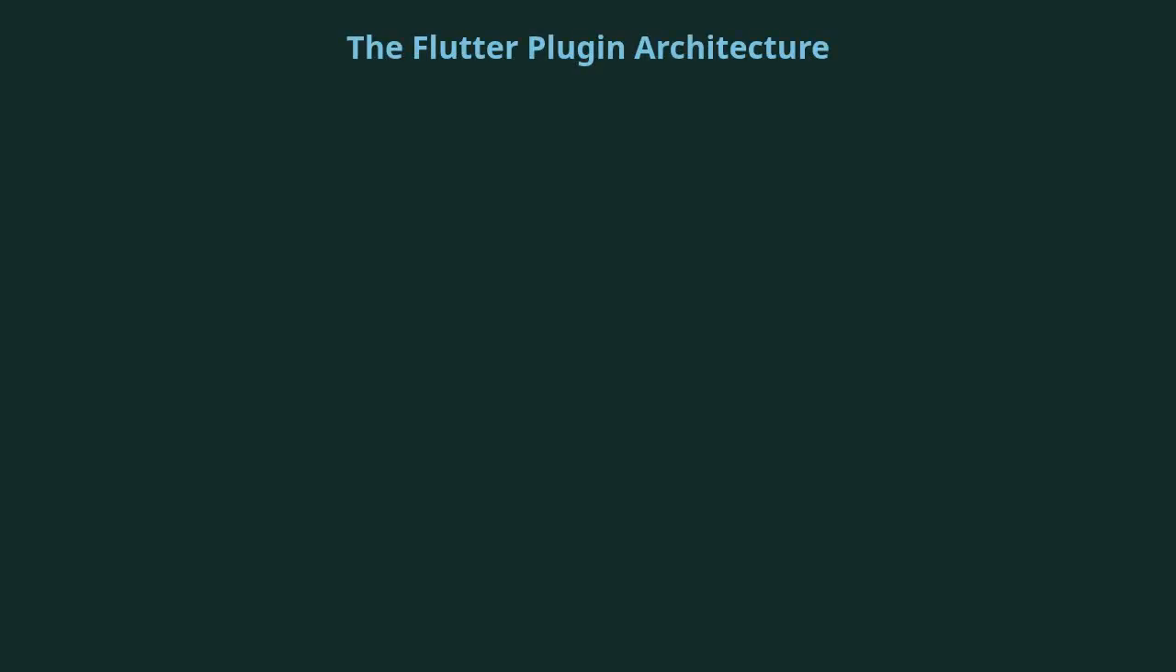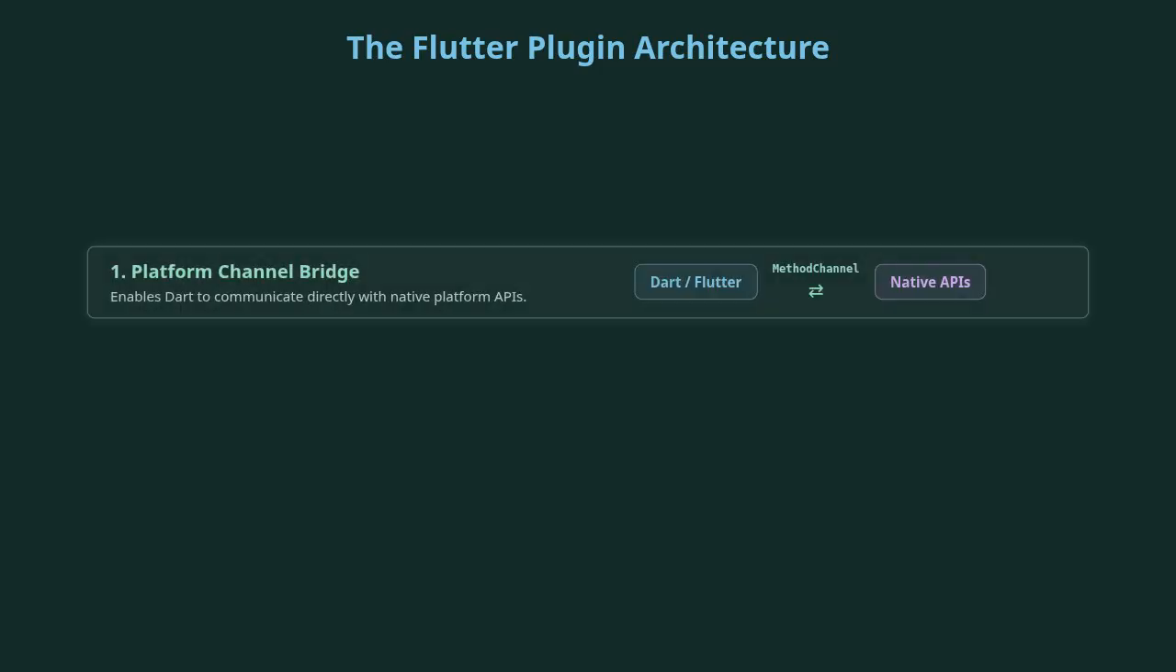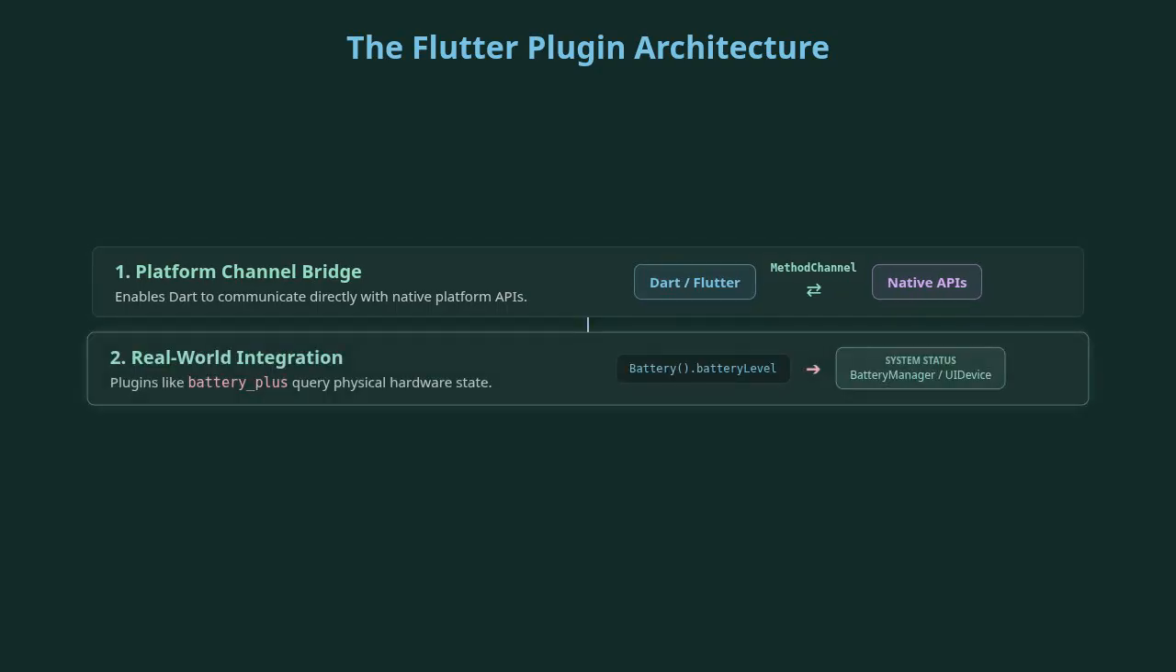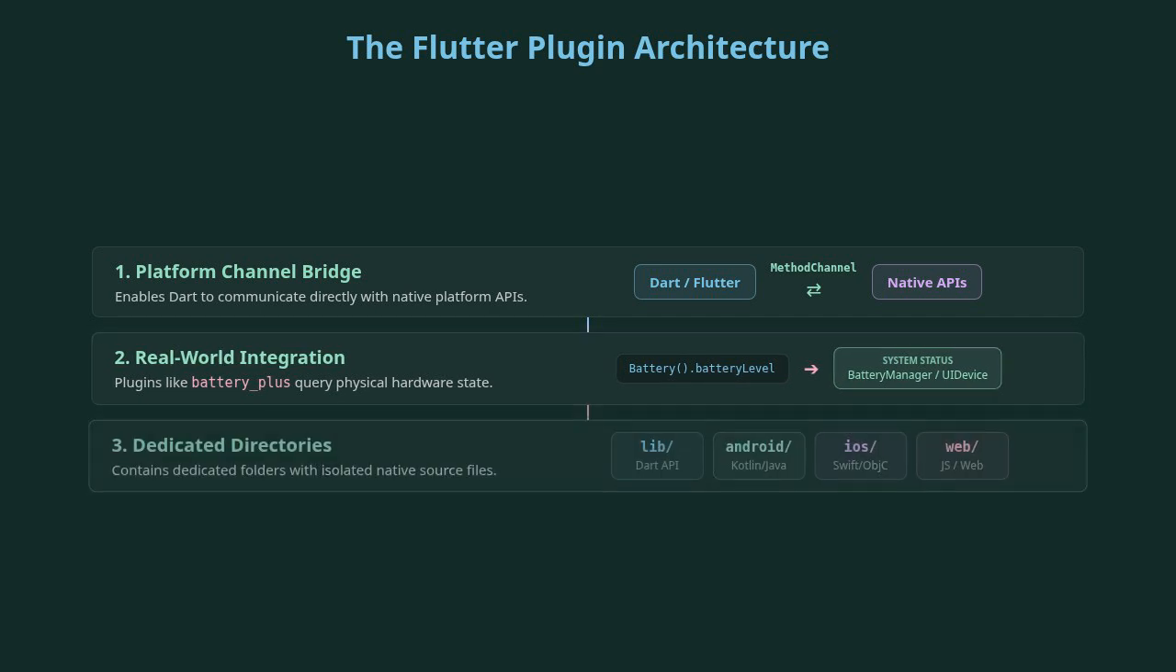This is precisely where the distinction between a Flutter package and a Flutter plugin becomes critical. A Flutter plugin is a specialized type of package designed specifically to wrap these native platform channels into an easy-to-use Dart API. When you install a plugin like Battery Plus or Camera, you aren't just downloading Dart code. Inside that plugin's directory, there are actual Android and iOS subfolders containing Kotlin and Swift source code.